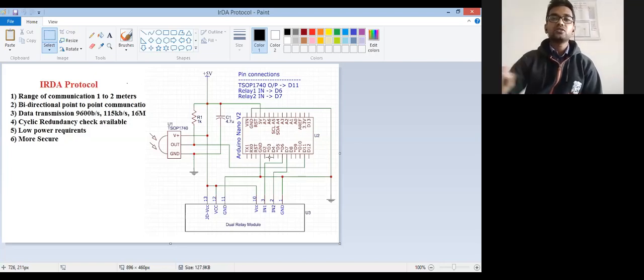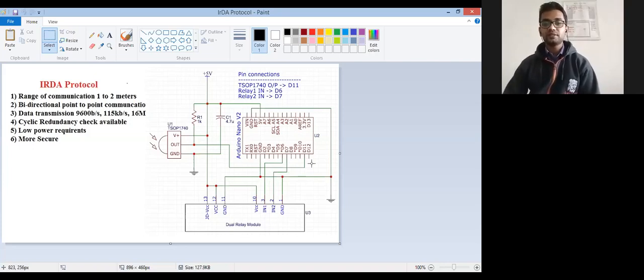So these devices generally, see, the transmitting bit is given to this, and the receiving bit also can be given to this point. So you require two LEDs, one for transmission and one for reception. So the transmitting LED will transmit data, and the receiving LED will receive the data.